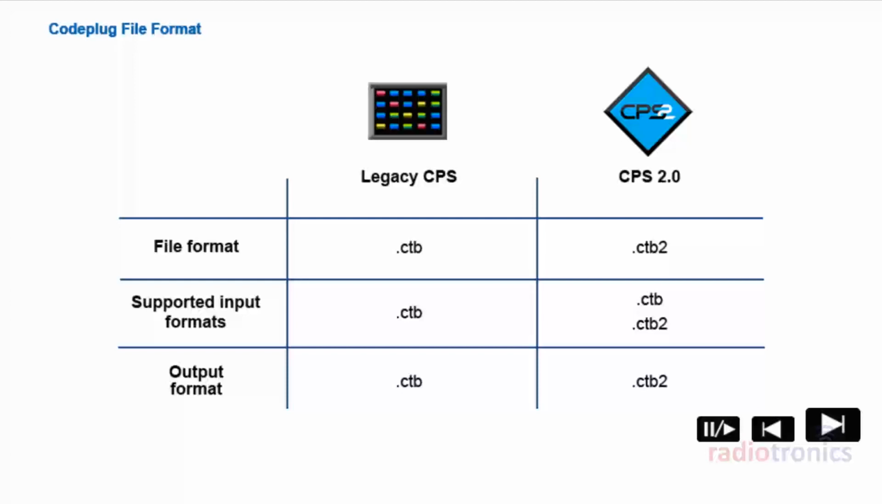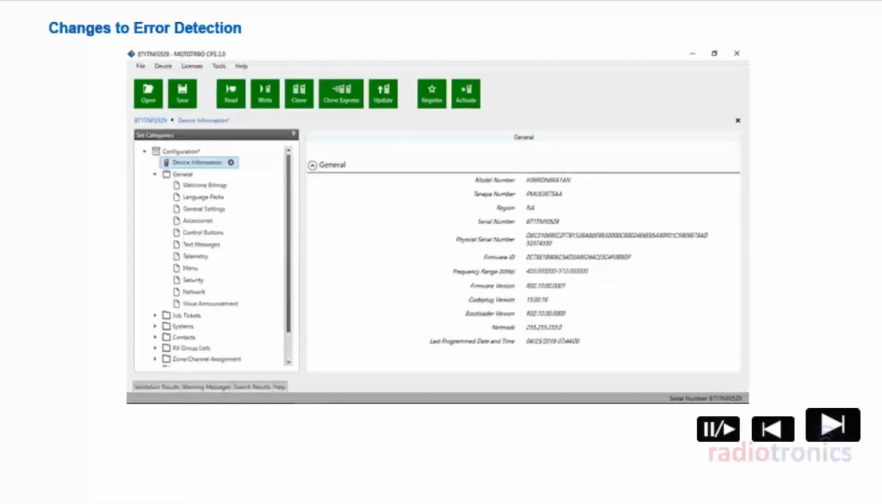CPS 2.0 has 4 methods to aid the user's error detection capabilities. These include validation results, warning messages, search results, and help. They are located on the bottom of the screen under the dockable tabs and are customizable to allow the user to move and dock them to any area of the screen according to preference.